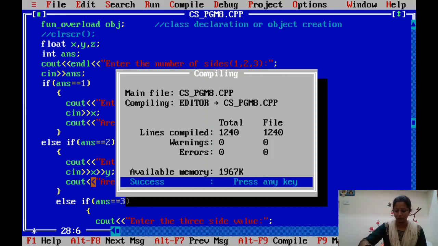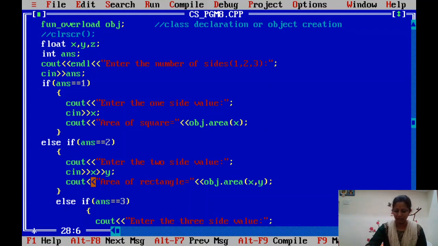Okay. Then put a 2. Give the 2 sides here. Understood? Then once again execute for the third choice. Yes. Then once again execute with an invalid choice other than 1, 2, 3. Did you get it? All 4 outputs need to be copied in the practical exam.